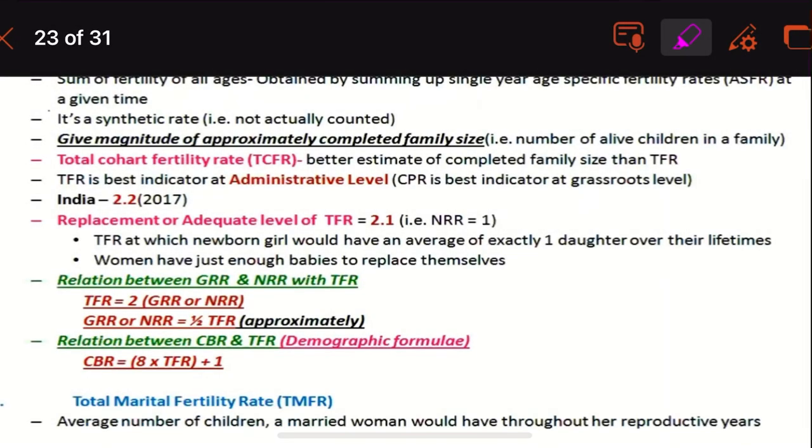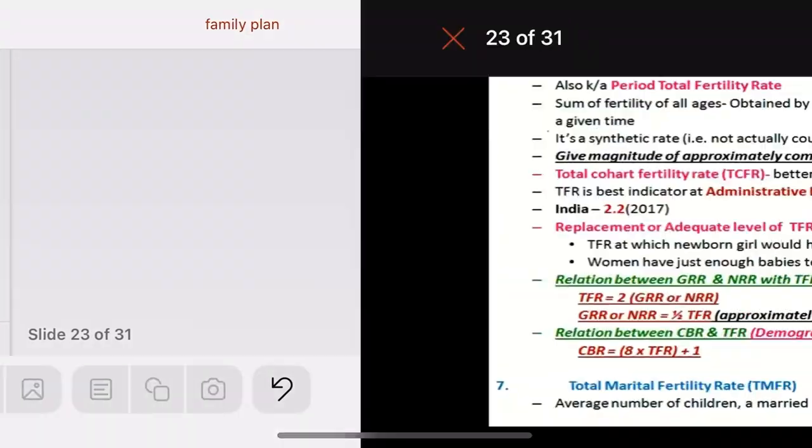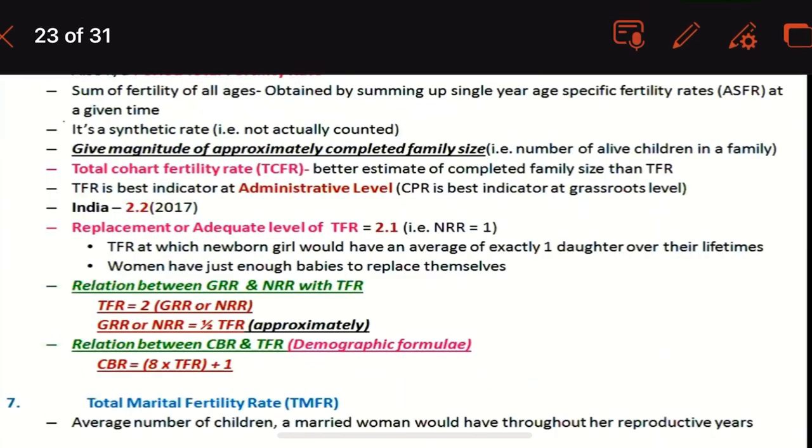Moving on, we have total marital fertility rate. Total marital fertility rate is the average number of children that would be born to a married woman if she experiences the current fertility pattern. So we are considering the married women here. She needs to follow the current fertility pattern throughout her reproductive span. And we have the formula for the total marital fertility rate.